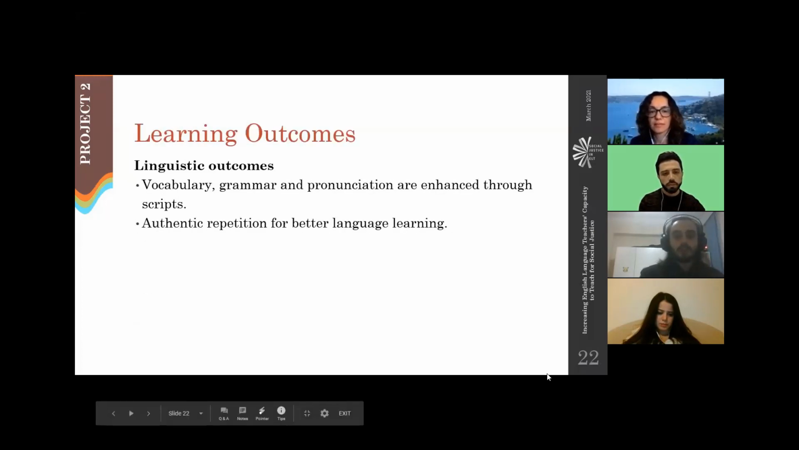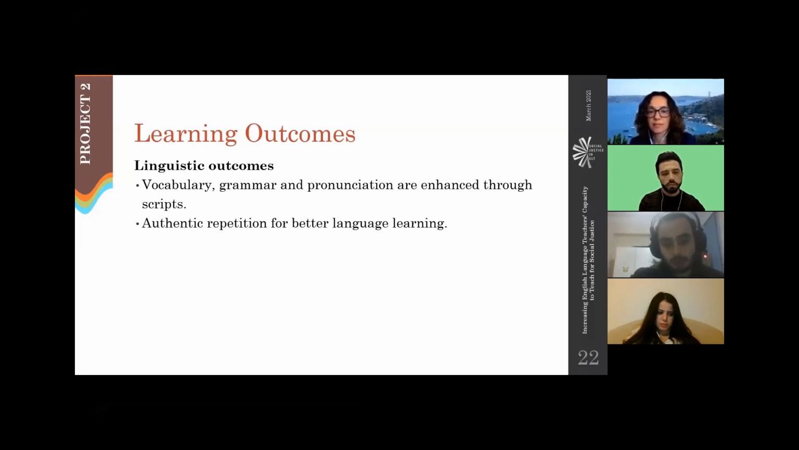Well, learning outcomes can be described from 2 perspectives. First one is linguistic outcomes. For sure, vocabulary, grammar, and pronunciation are enhanced through scripts because students were exposed to these scripts for months, literally for months, and they enhanced their vocabulary, grammar, and especially the pronunciation part is important because they were saying like "veer", but I said, no, it's "where". Imagine, a 6th grade student says "where" instead of "veer". So that was a really big improvement for them.